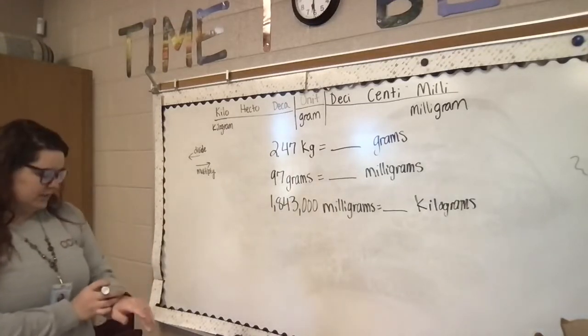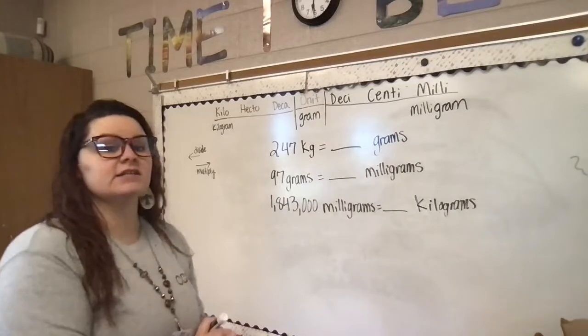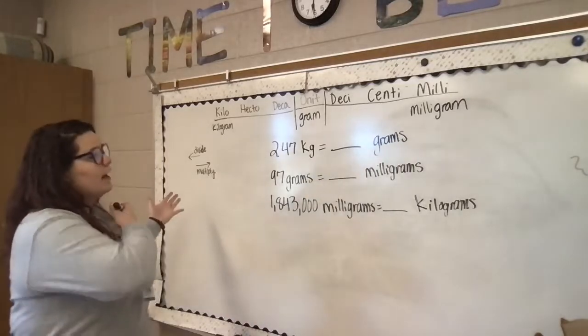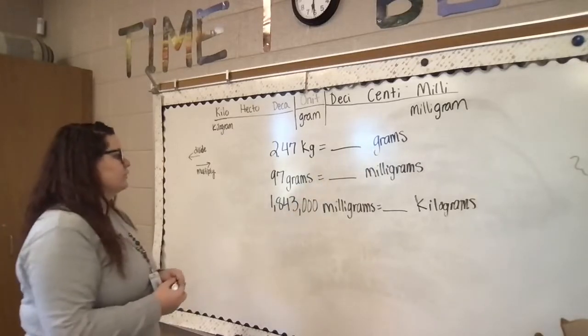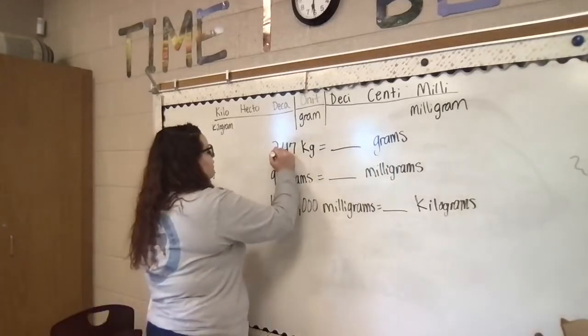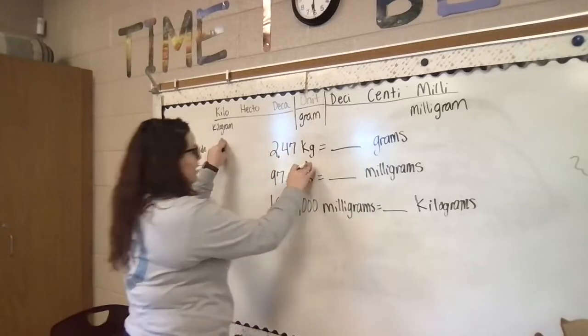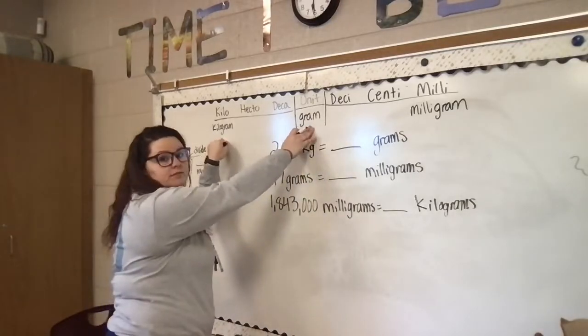Again, we're using the metric system, which is a base 10 system, so we can multiply or divide by powers of 10 when making these conversions. Let's look at this first one that we're starting with. We've got 2 and 47 hundredths kilograms, and we're trying to figure out how many grams that is.